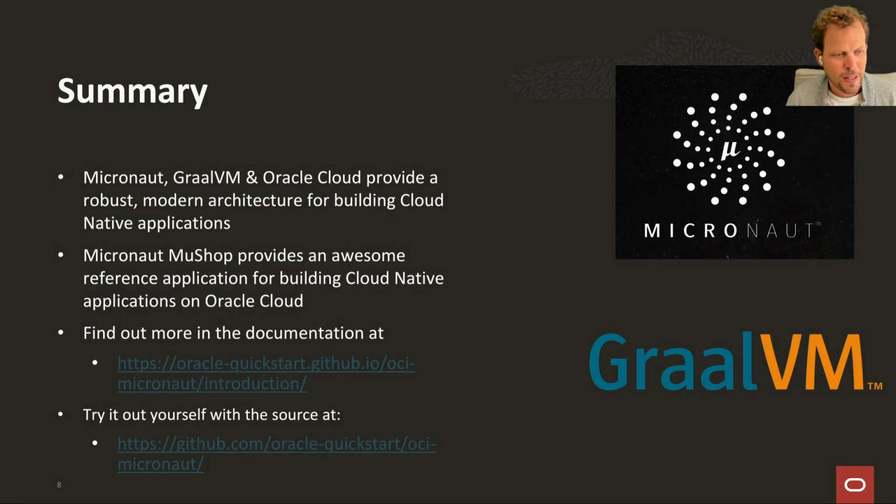So in summary then, as you can see, Micronaut, GraalVM and Oracle Cloud provide a robust modern architecture for building cloud-native applications. What you get with Micronaut MuShop is a comprehensive showcase application on how to do that and how to deploy it to both Oracle Cloud and Amazon Web Services. You can find out more with the documentation at the link below.